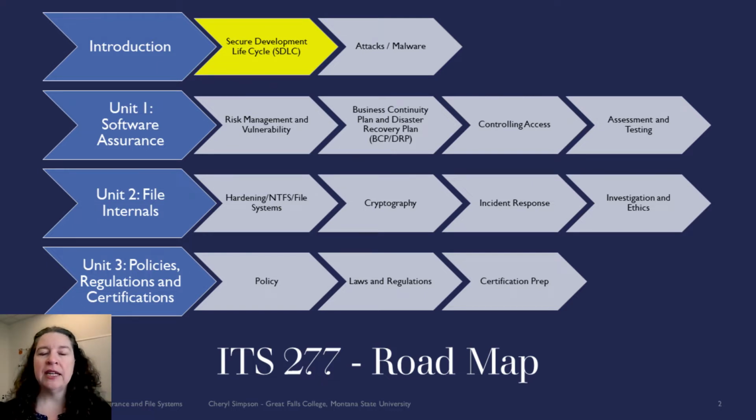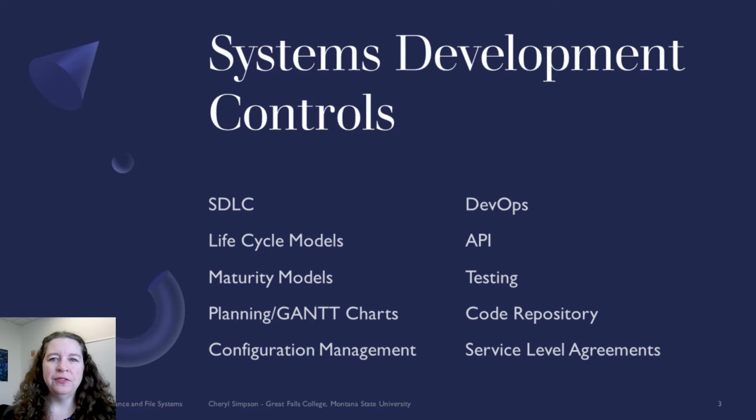So some hardening, how the file systems work, incident response, forensics, and investigation. We'll finish out this class with policy and then laws and regulations that you need to know, and then a little bit of certification prep just to prepare you for the CISSP exam. Our first section of 3 for this chapter is going to be systems development and controls. In here, we're going to go over the SDLC, some life cycle models, some maturity models, how we do some planning, configuration management, DevOps, APIs, testing, code repositories, and then service level agreements to finish it out.